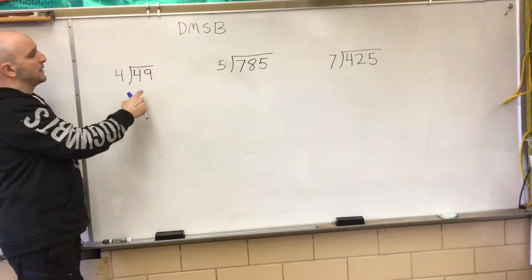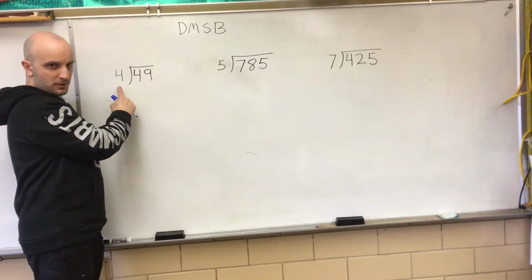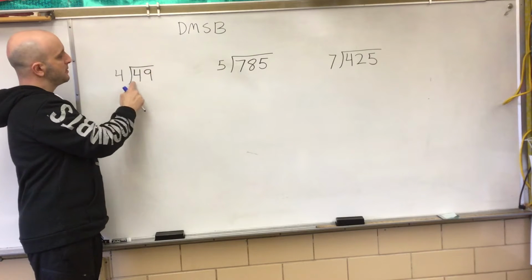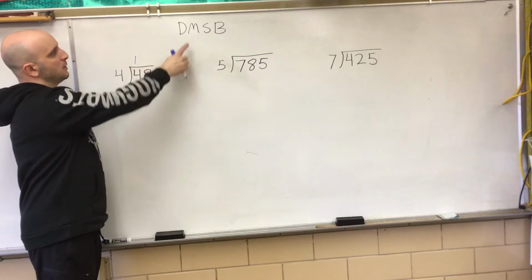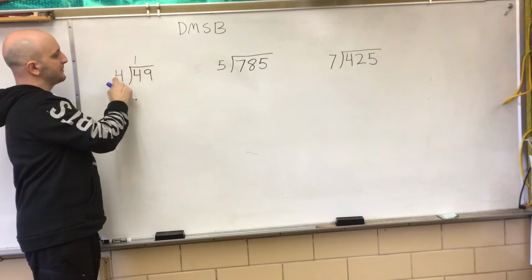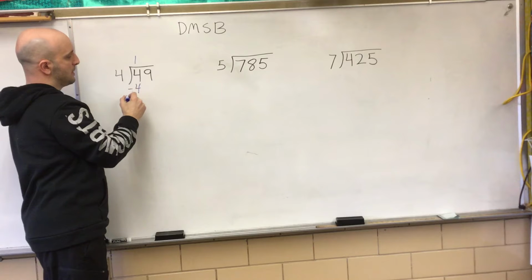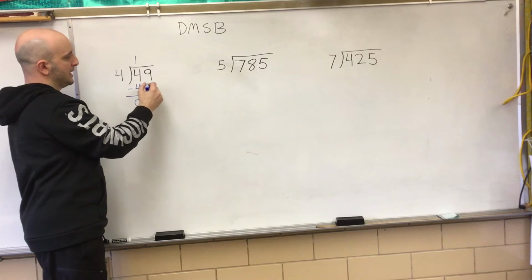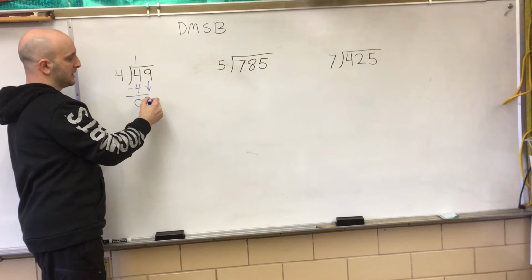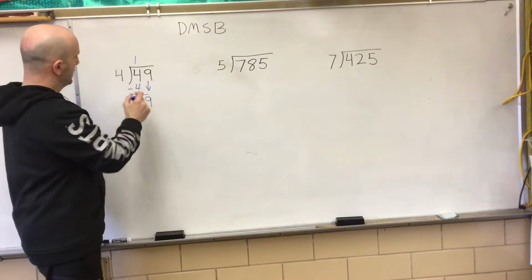Take a look at this problem. We got 4 divided by 4 to start. That's our D step. 4 divided by 4 is 1. We do our M step. 1 times 4 is 4. We do our subtract step. 4 minus 4 is 0. And then we do our B step, which means bring down.